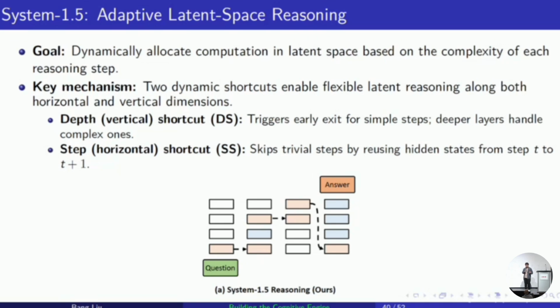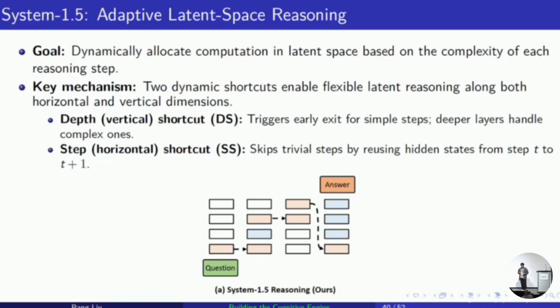Sometimes the reasoning step is kind of easy, so you can directly jump from the last step t-1 to the next step t, which is a horizontal shortcut. That's why we have two shortcuts: the depth shortcut, which reduces the vertical transformer depth, and the horizontal shortcut, which gives fast reasoning.